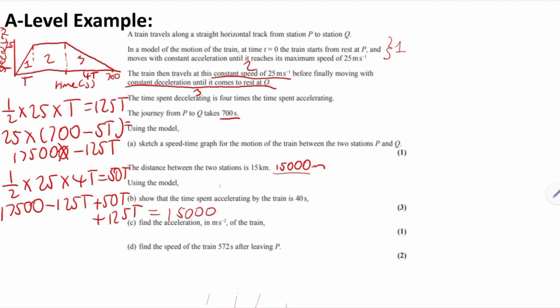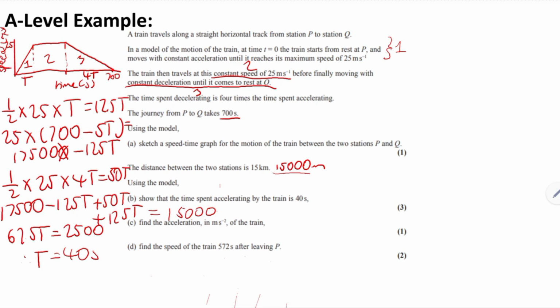Now we need to just get the t's on one side and the non-t's on the other side. When you do that, we'll get 62.5t equals 2,500, and t will equal that, which is 40 seconds. And that is part B done.